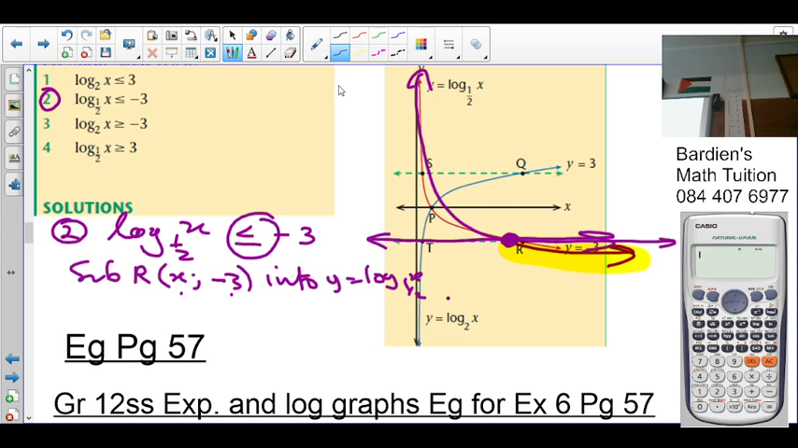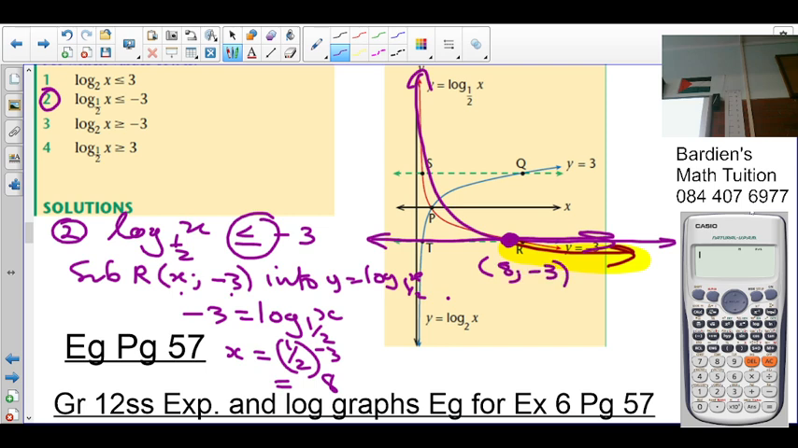So what do I do now? -3 is equal to log x base half. So how do I solve for x here? Change. So x is equal to half raised to the exponent -3, which is 8 again. Can you see that? Which also confirms that this is a reflection in the x-axis. So that is 8 and the -3 now.